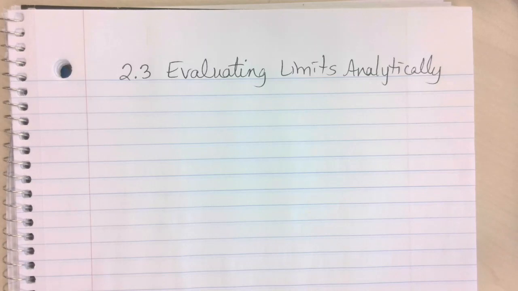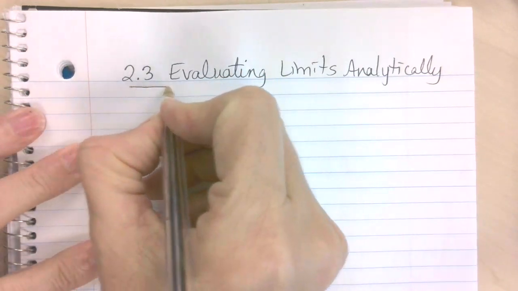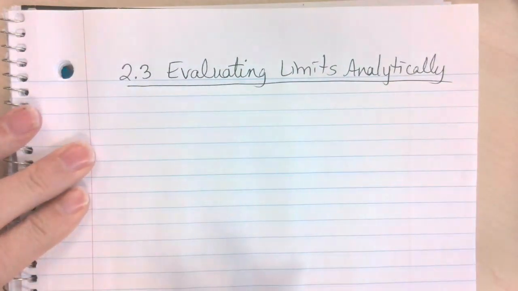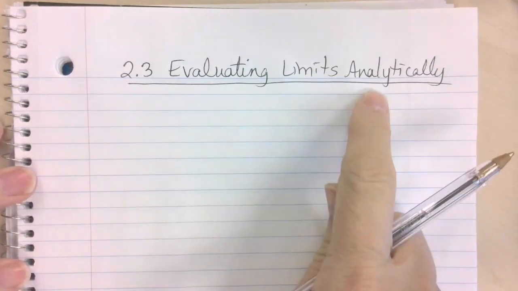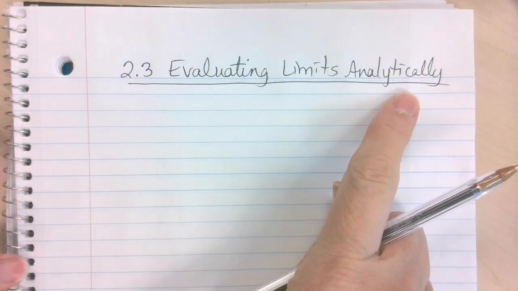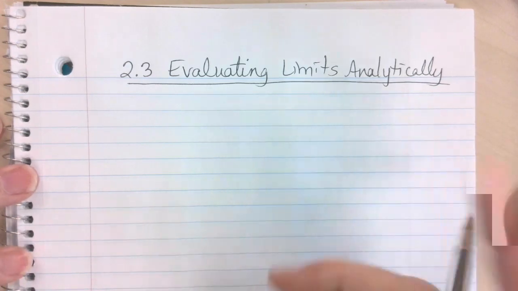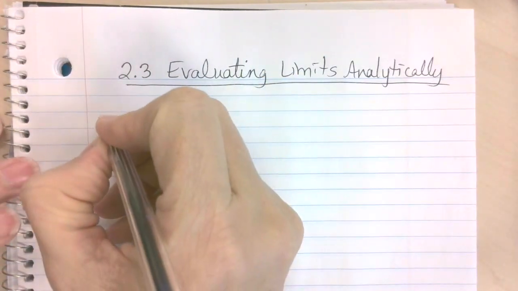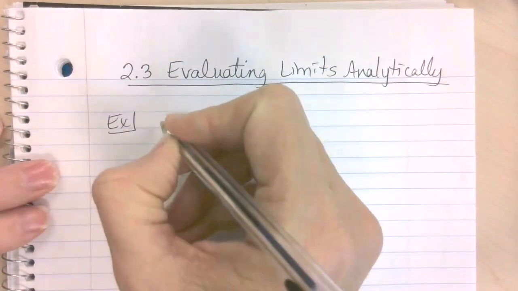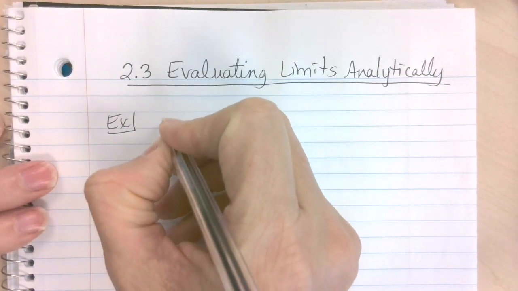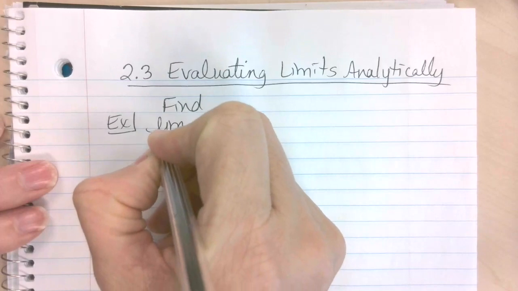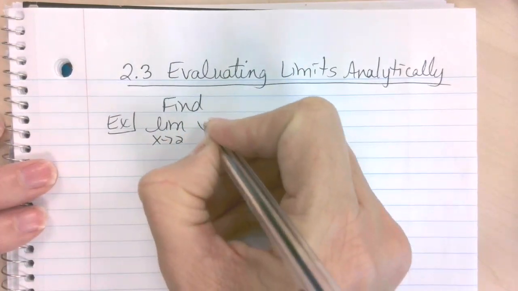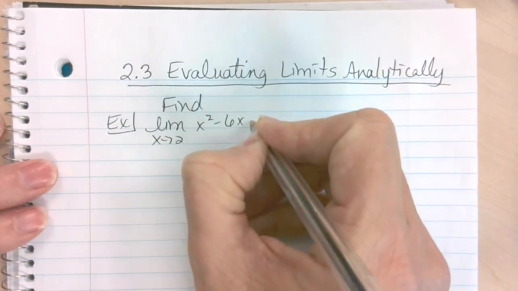Okay, here in Calculus AB, we're moving on to section 2.3, evaluating limits analytically. And using the word analytically might make it seem like it's harder, but in actuality, if you have a really easy example, find these limits. The limit as x approaches 2 of, say, x squared minus 6x plus 1.